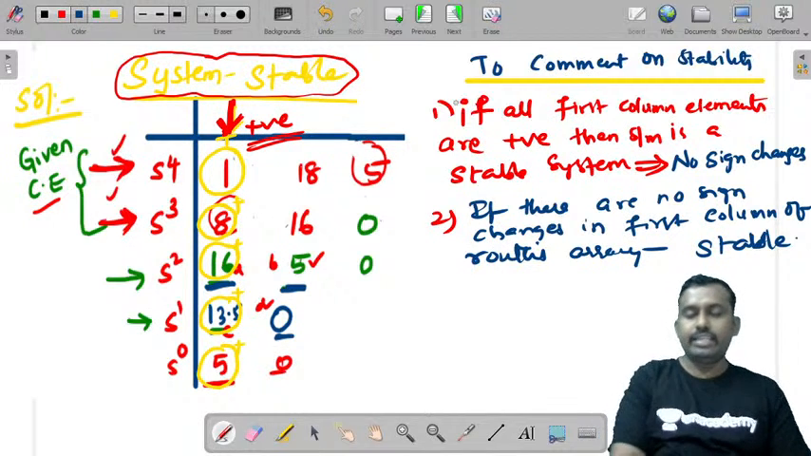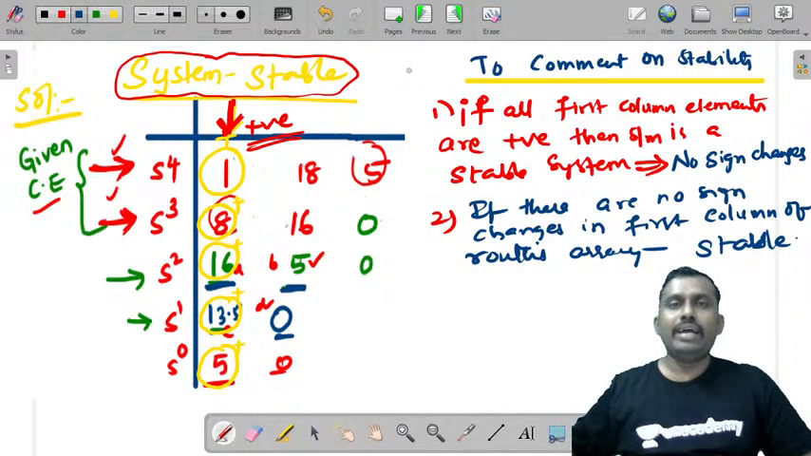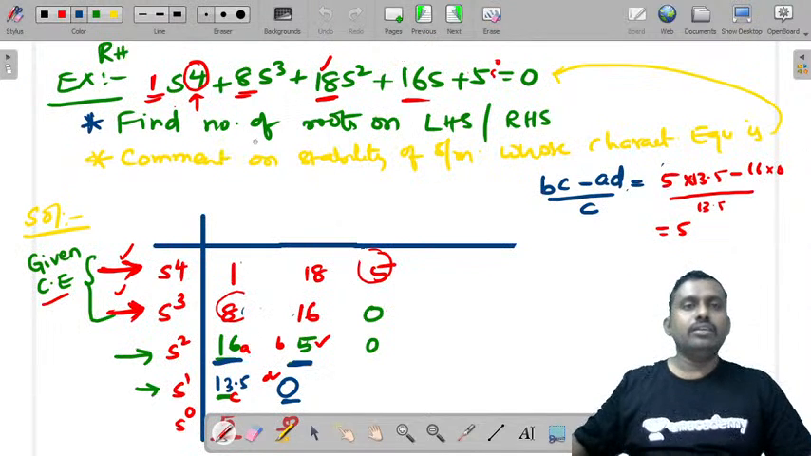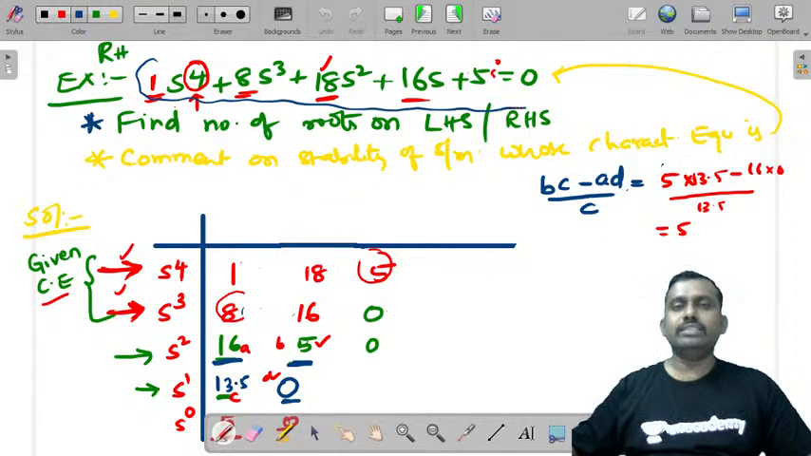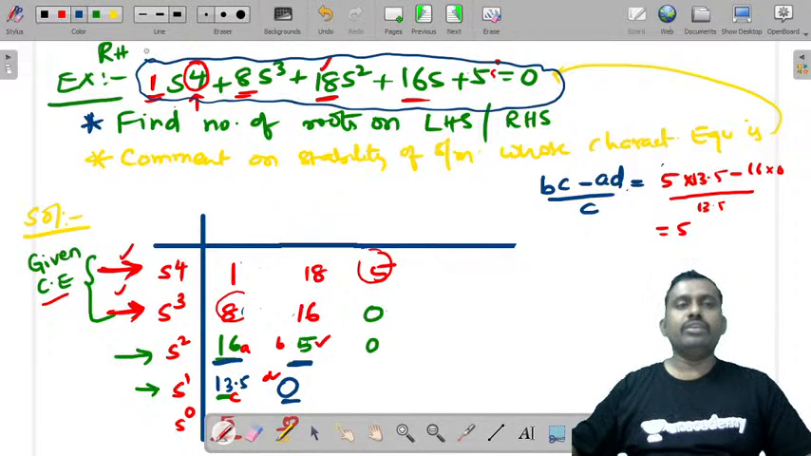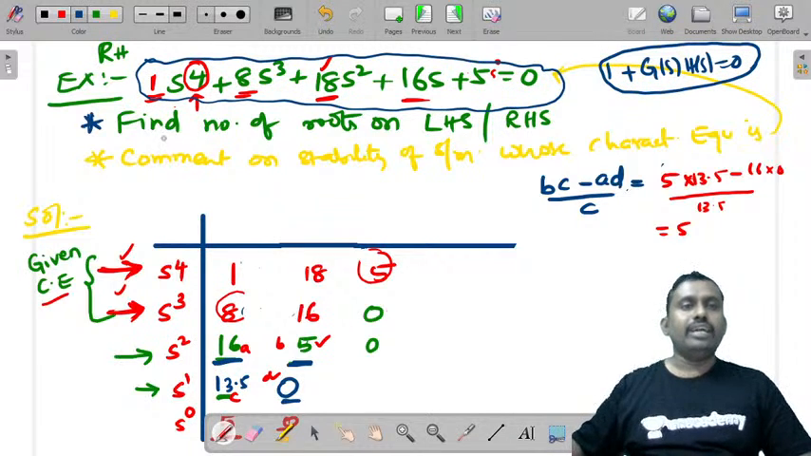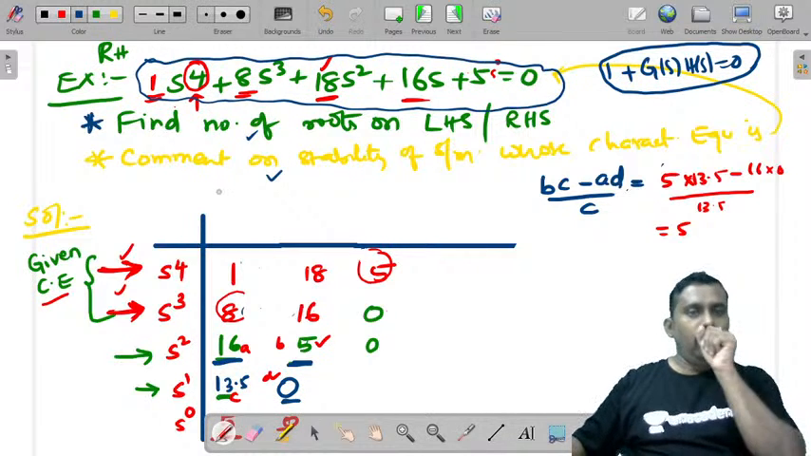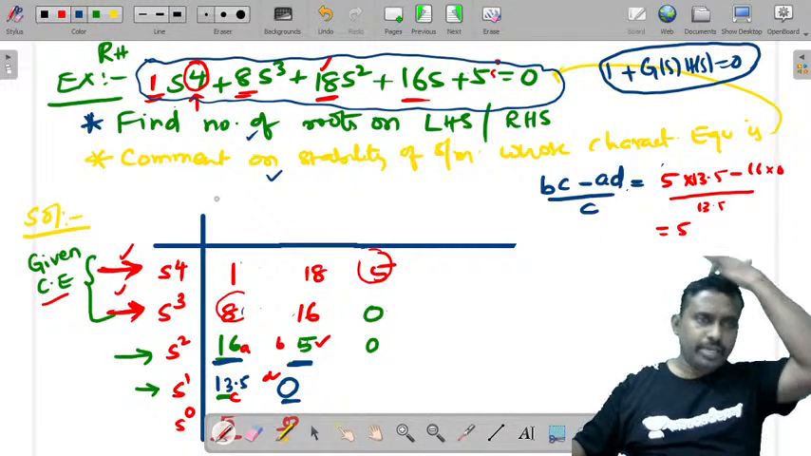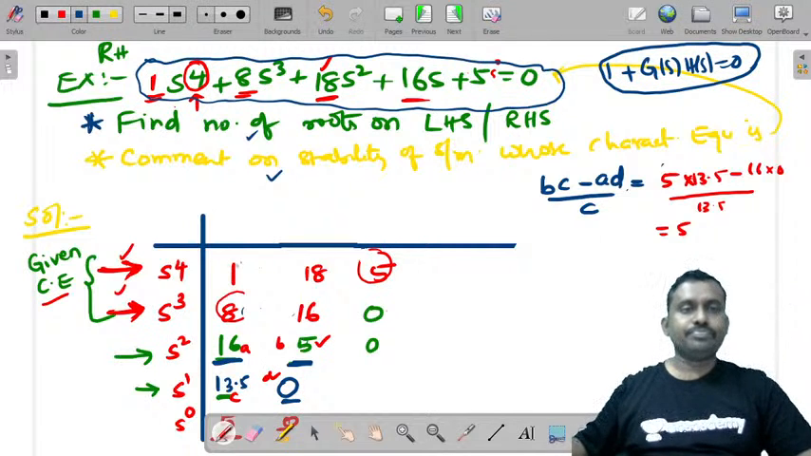Hope this is clear. I'll just once again go back and tell you what we have done. You will be given a characteristic equation like this. If an open loop transfer function is given, you need to take 1 plus G(s)H(s) equal to 0 and find the characteristic equation. And you will be asked to find the number of roots on the left half of the S-plane or comment on the stability of the system. You need to prepare the Routh array first.